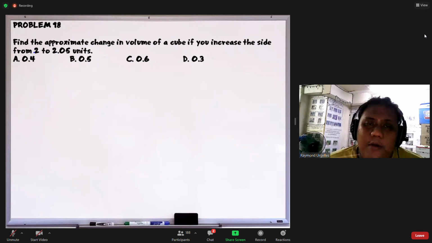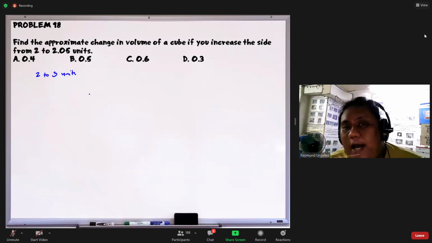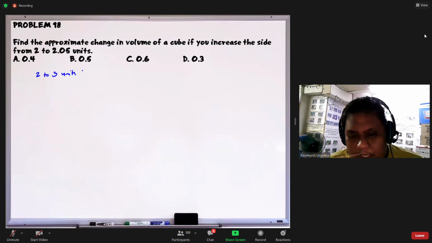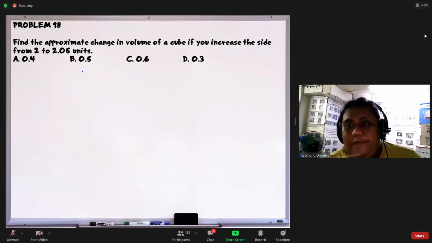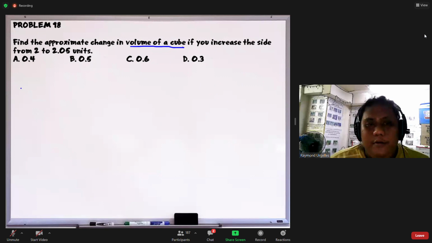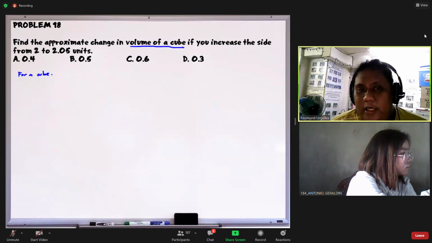Pero pag malaki yung change, for example, ang sabi 2 to 3, most likely ang itatanong dito is yung actual error, yung real error. Ibig sabihin, gagamitin natin yung mga direct formulas. Pero dito approximate lang yung kailangan natin. So ano yung sinosolve? Volume ng cube. Alam natin yung direct formula niya from geometry. Importante rin yung mga direct formula. So volume is equal to the measurement of the side raised to the third power.